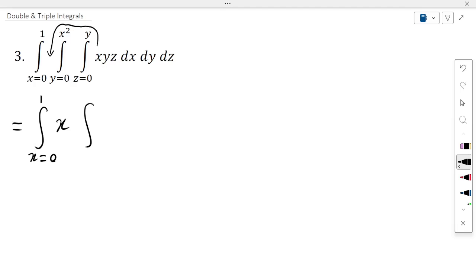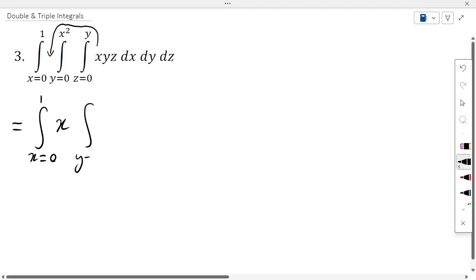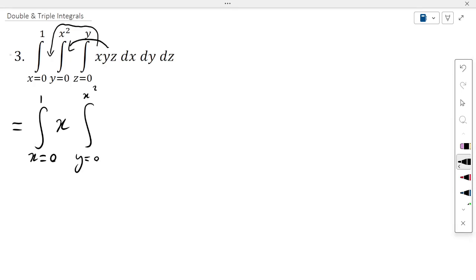And now we're going to have the integral of, which one should we do? Clearly, if we deal with our z integral, we can get our y evaluated, and then we can plug that y into our y integral. So we should keep the y integral as the second one, meaning we have y equals 0 until x squared. This is also y equals x squared. And then we take the y integral, so it's multiplied by y.